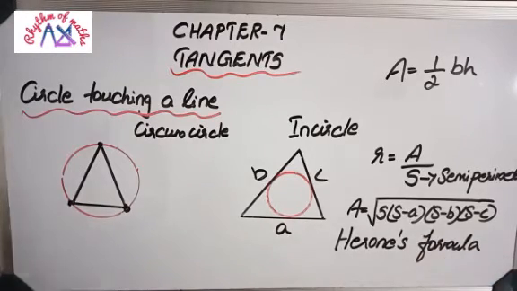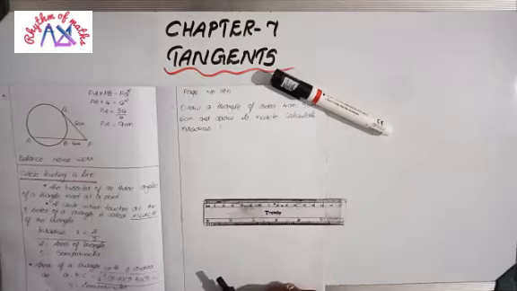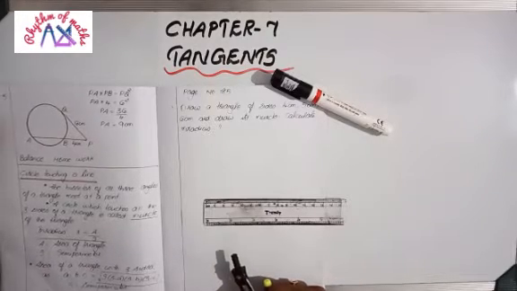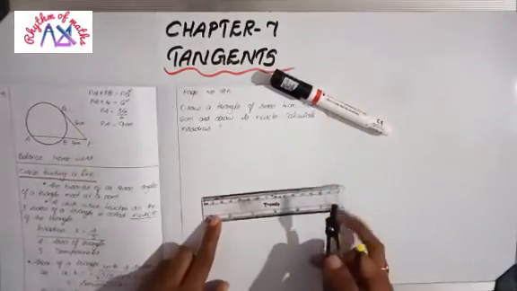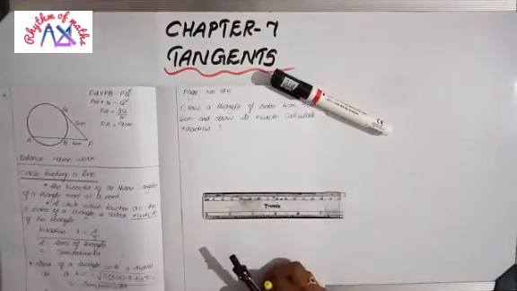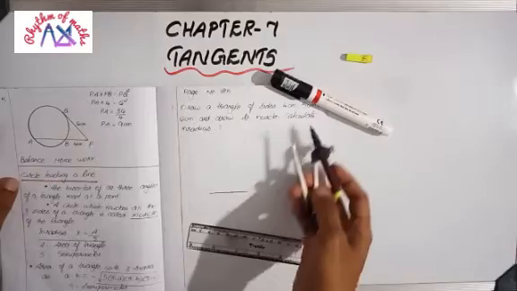Okay, now let's move on to problems from page number 185, our last activity from this chapter. First question: draw a triangle of sides 4 cm, 5 cm, 6 cm and draw its incircle. Calculate its radius. Here in this question, first of all we need a triangle with the sides as 4 cm, 5 cm and 6 cm. So take 4 cm as base. Let's draw the triangle first. First draw a line of length 4 cm, 4 cm as base. Any measurement you can choose.